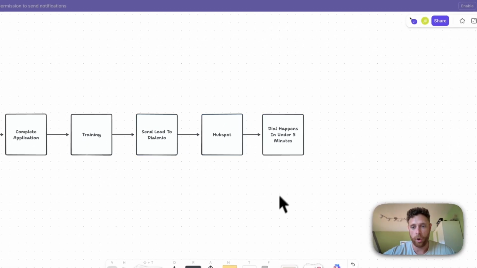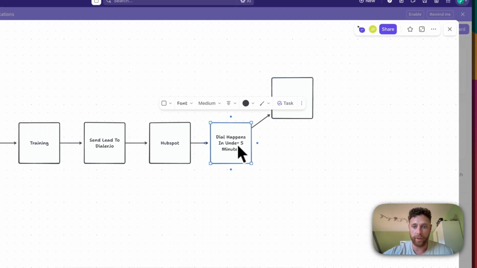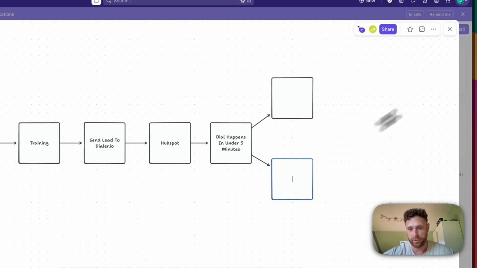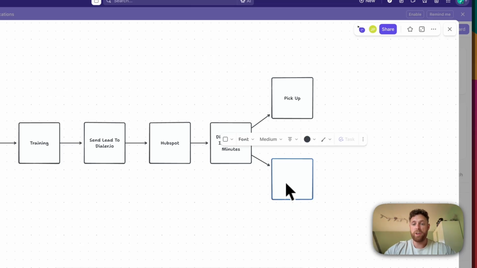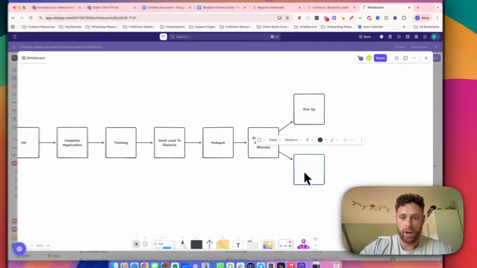We have HubSpot. So the dial happens in under 5 minutes. And then here we're going to have a branch, right? There are two things that could happen when we dial this lead. They pick up, or they don't. Keep it simple. We don't have to overcomplicate these charts, right?